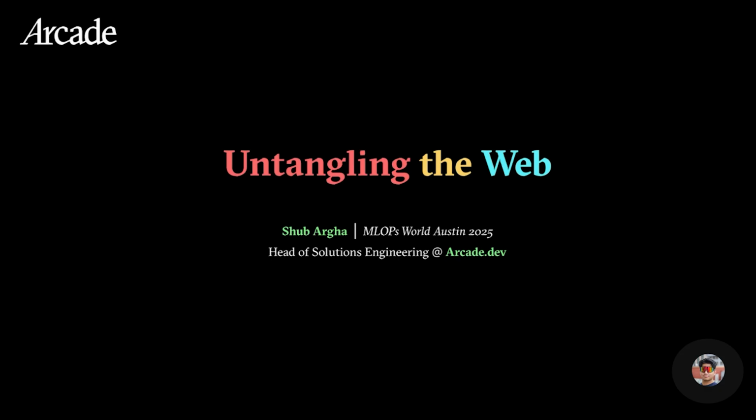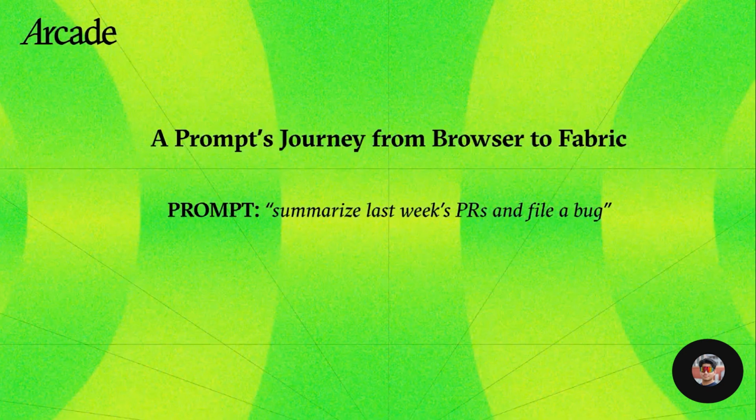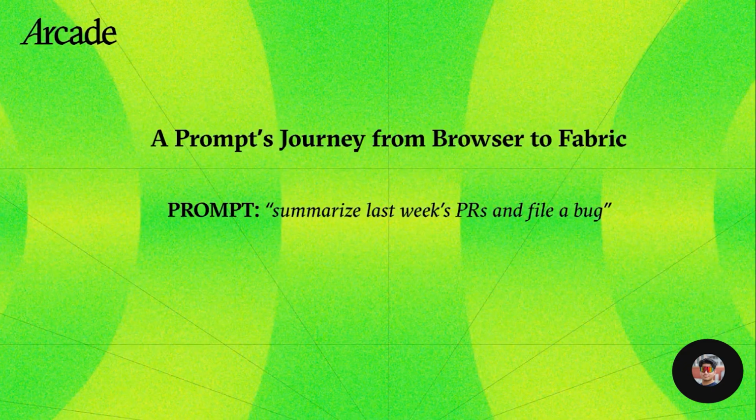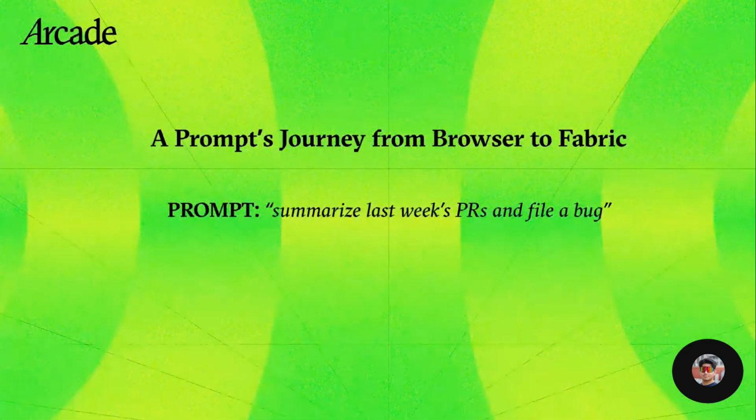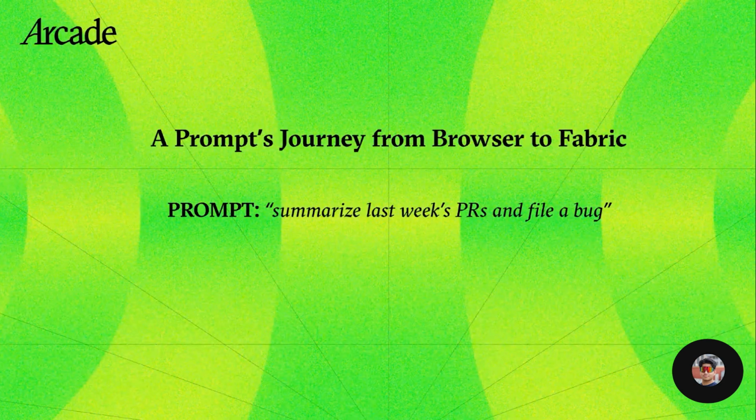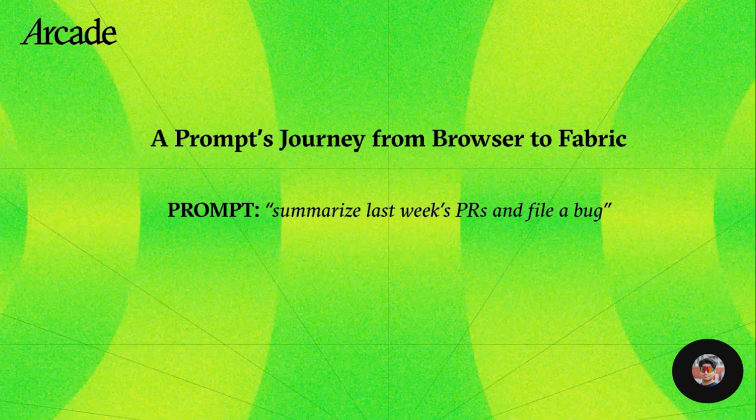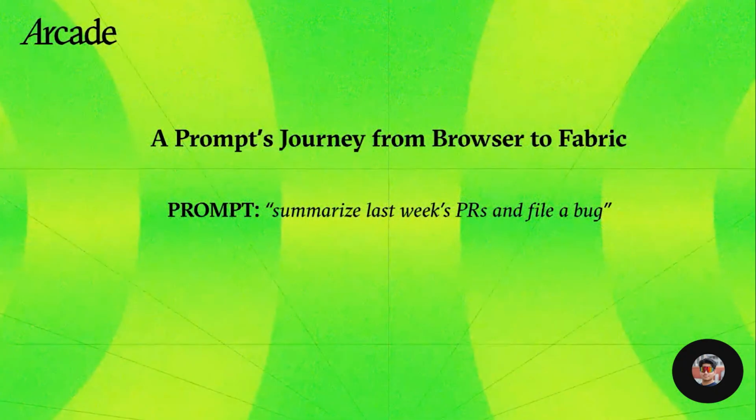To start off, we're going to go on a deep technical journey. Our goal is to trace a single prompt, which is "summarize last week's PRs and file a bug," from the moment it's typed in a browser all the way to the GPU fabric that's executing the inference. And this isn't just going to be a high-level architecture overview. We're going to get into the weeds. Like we're going to talk about package structures, memory layouts, scheduling algorithms, and protocol wire formats.